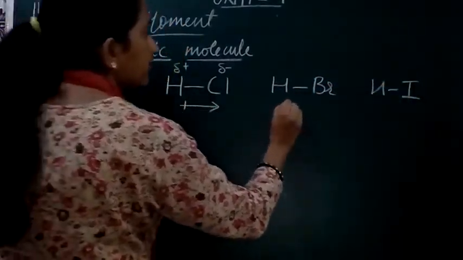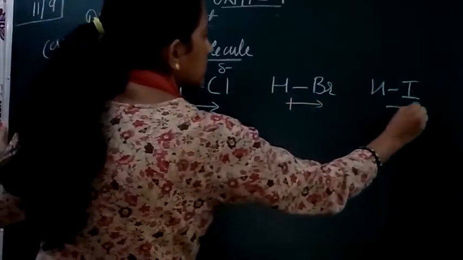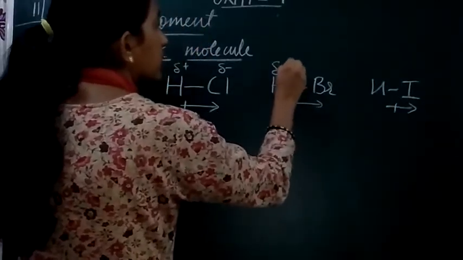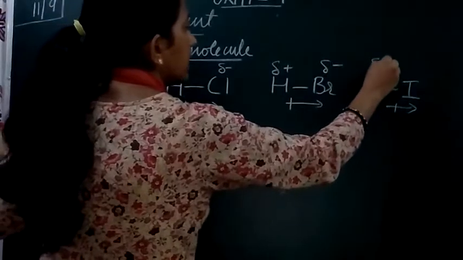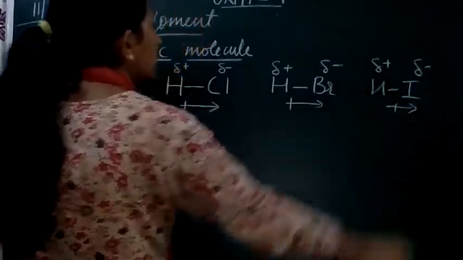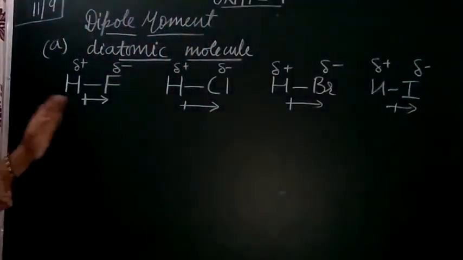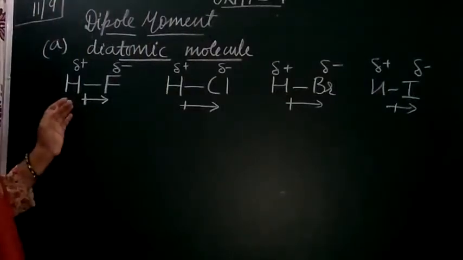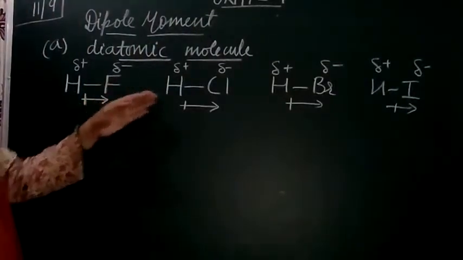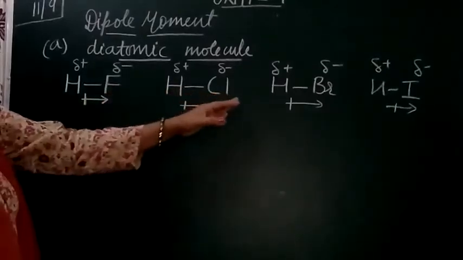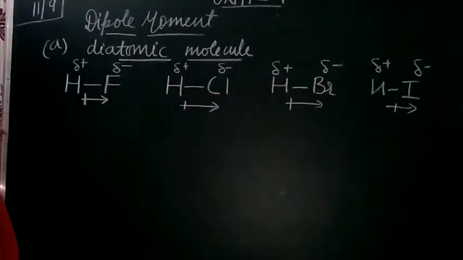Same way, this is partial positive, this is partial negative. Here also partial positive, this is partial negative. Now I have written the hydrides of the halogen family: fluorine, chlorine, bromine and iodine. Now if you want to compare the dipole moment of these, which will have the maximum magnitude of the dipole moment?